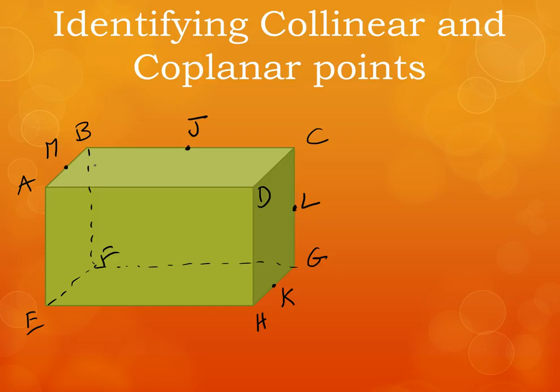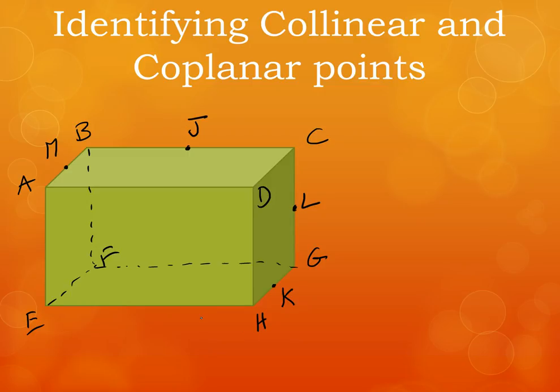So if I want to identify collinear points, these will all be points that make up the same line. So for example, A, M, B would all be collinear points. B, J, C would also be collinear points. The same with C, L, G, and H, K, G. All those situations are points that are all on the same line, therefore that makes them collinear.